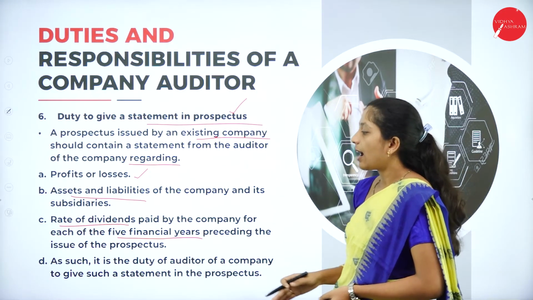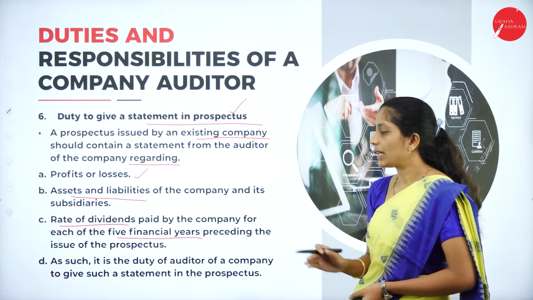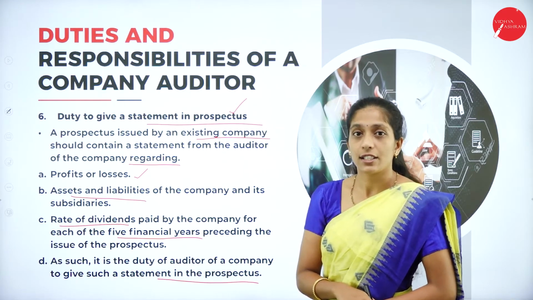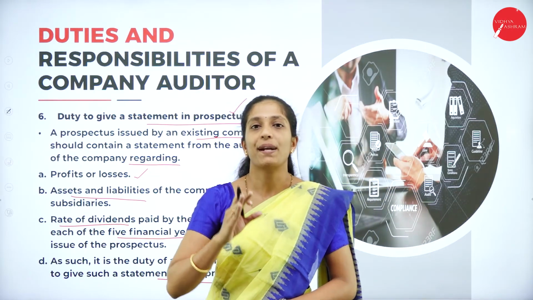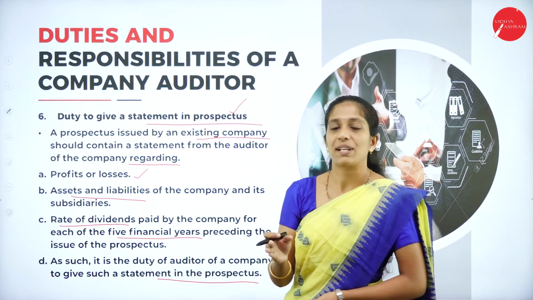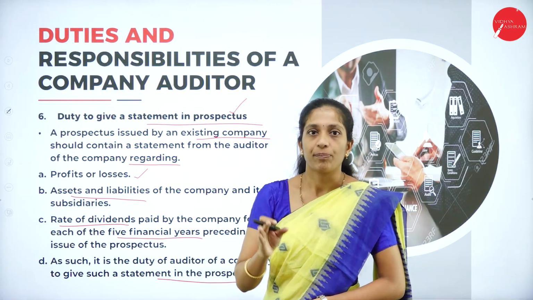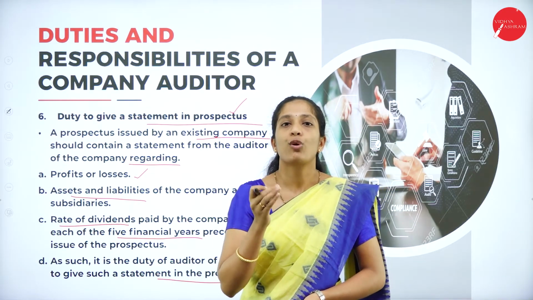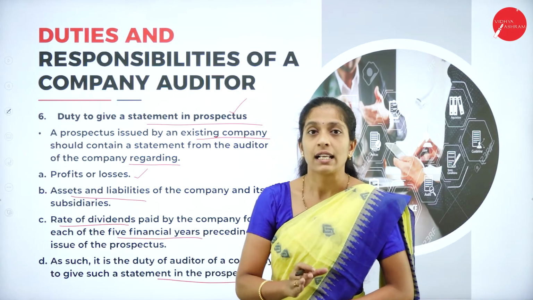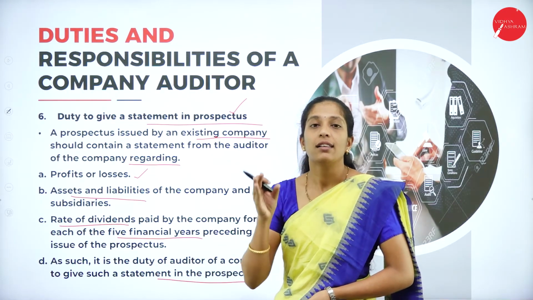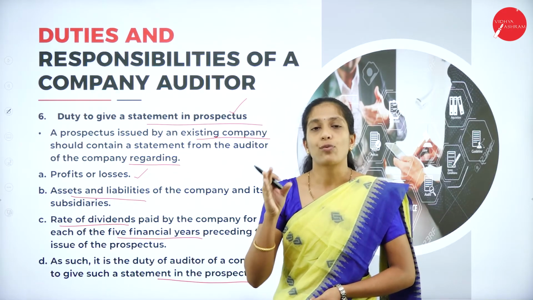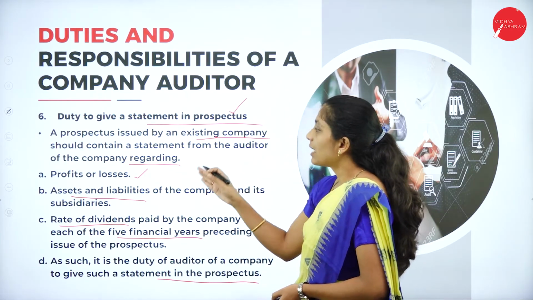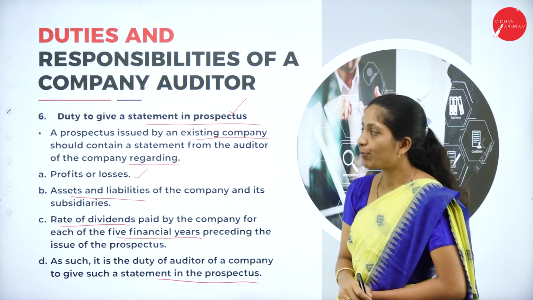As such, it is a duty of an auditor of a company to give such a statement in the prospectus. Here it is a duty of an auditor to give the statement regarding profit and loss, the assets and liabilities, and the 5 years' dividend declared by the company. If the statement is given by an auditor, it gives more weightage to the prospectus as well as the company, and the shareholders believe that the company has done the auditing process and that whatever financial statement they are showing is very accurate. So this is about the duty to give a statement in the prospectus.